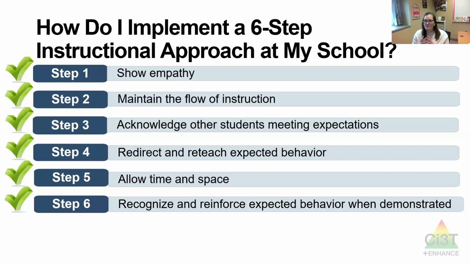So the second step is to maintain that flow of instruction. The third one is to acknowledge other students meeting expectations. The fourth, to redirect and reteach expected behavior. The fifth, allow time and space. And then the sixth, recognize and reinforce expected behavior when demonstrated.